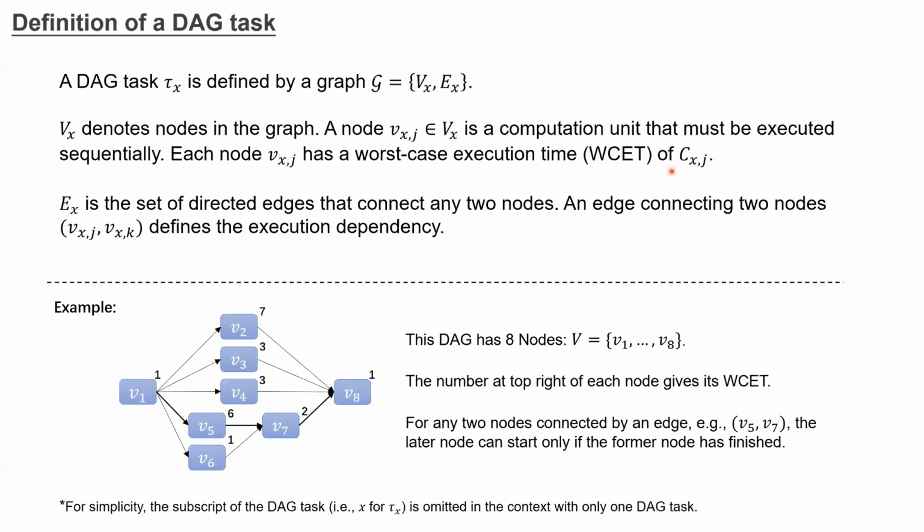So a DAG task can be defined by a graph containing a set of nodes and edges. A node in a DAG is a computation unit that must be executed in a sequential manner. Each node has a worst-case execution time. An edge connecting two nodes defines the execution dependency. So take this example here. This DAG has 8 nodes, and the number at the top right of each node gives its WCET. For any two nodes that are connected by an edge, for example, node 5 and 7, node 7 can only start after node 5 has finished.